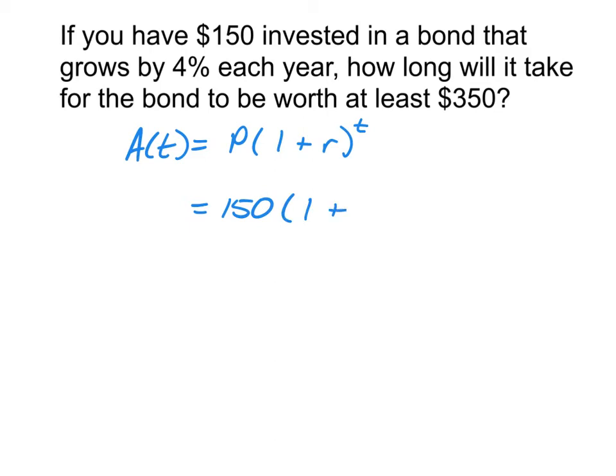And that's 1 plus r. Here my rate is 4%. Remember, turn your percent into a decimal. So 4% becomes 0.04. I divided it by 100 to get that. And then that's to the power of t, because I don't know what t is yet. In fact, that's what I'm going to be trying to figure out.